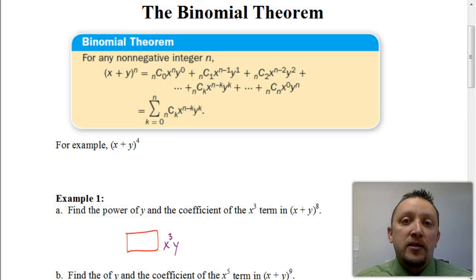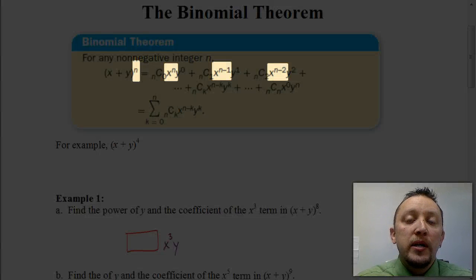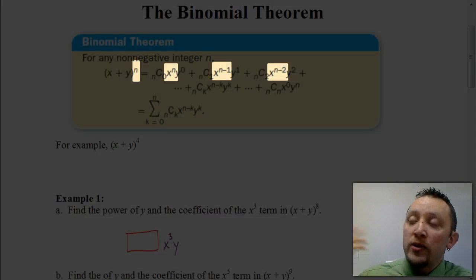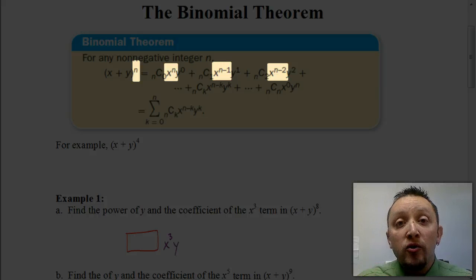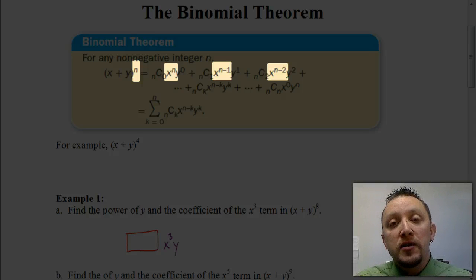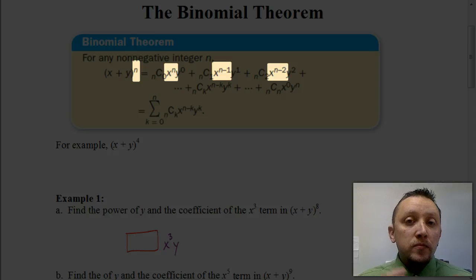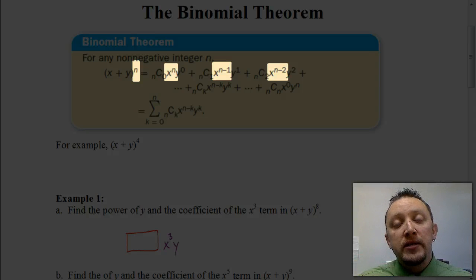Now let's look at the x's. The x's are going to start with the degree of the polynomial. When we're dealing with x plus y to the nth power, that nth power is the degree. So the first term is going to be x to whatever the nth power is, and the y value would be raised to the 0 power, which is just going to be 1.